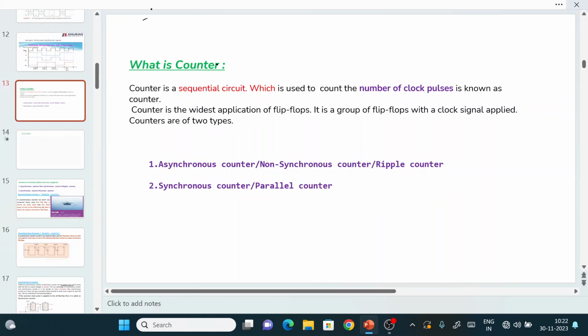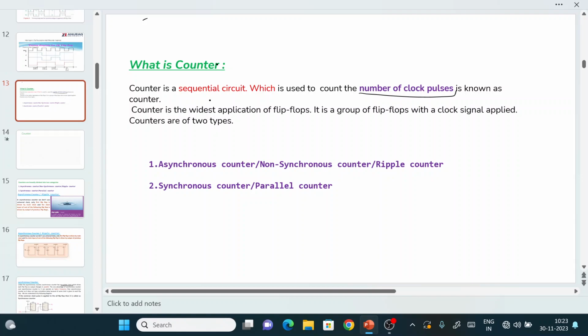So the next question is: what is the counter and what are the different classifications of the counter? A counter is an example of a sequential circuit which is used to count the number of clock pulses. The counter is used to count the number of clock pulses that are applied at the input side.